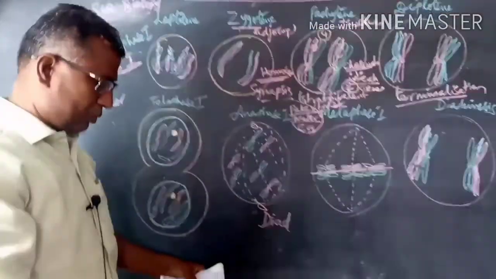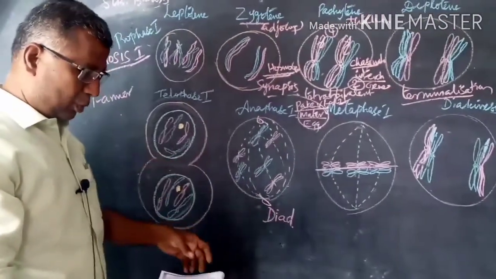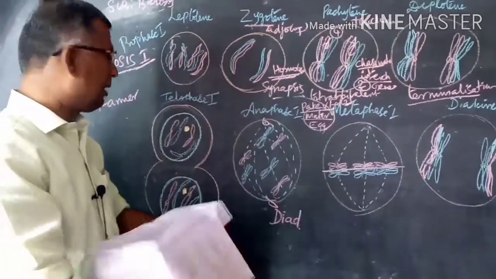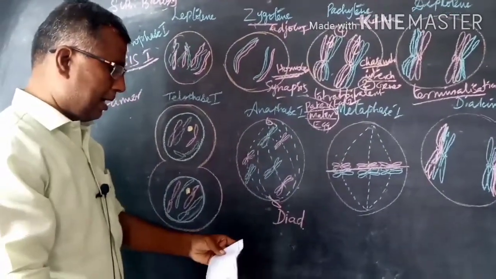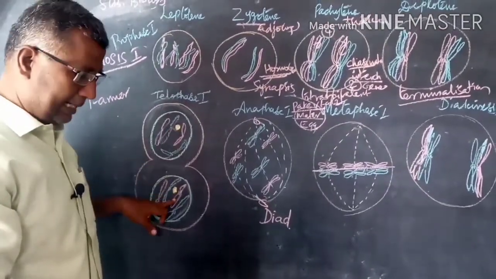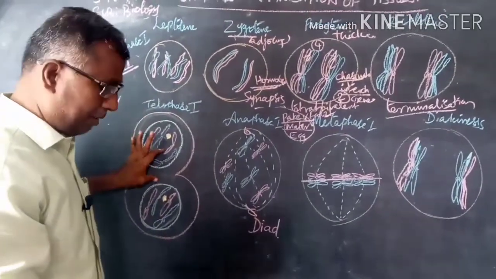Then telophase. The haploid number of chromosomes, after reaching their poles, become uncoiled and elongated, and the nucleolus reappears. Understand? And two daughter nuclei are formed.